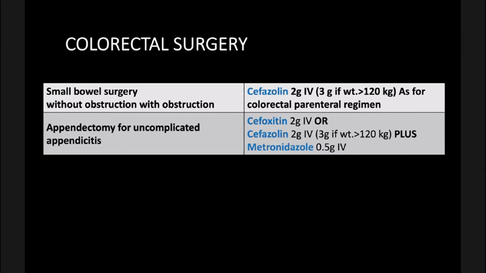Then you can add metronidazole if obstructed. Pwede mo lang na timpla-timplahon. Appendectomy for uncomplicated appendicitis, then you have options to give cefoxitin, cefazolin, and metronidazole.